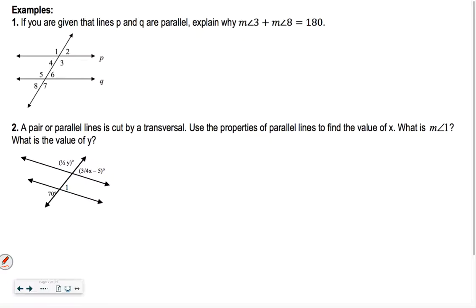All right, so take me through this. What do we think? How are 3 and 8? Are those special angles? Do they have names? We don't know the names for those, right?